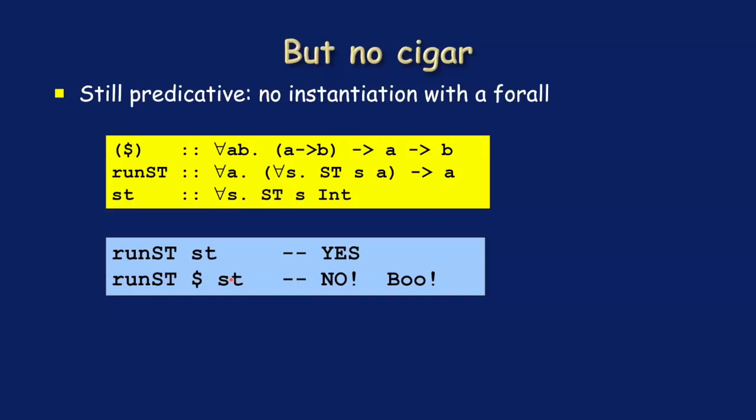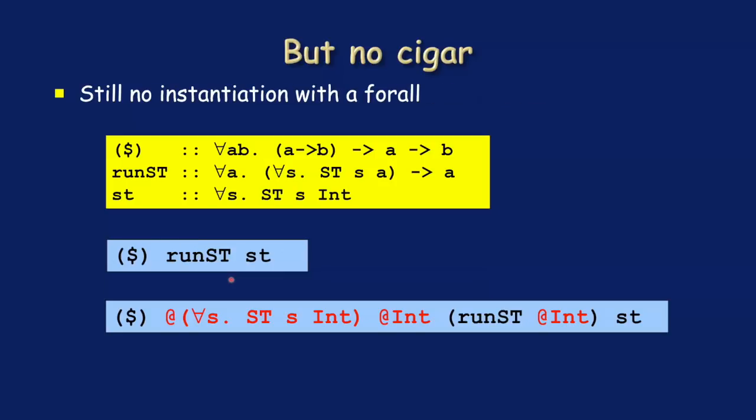They don't want to write some parentheses. But lo, you cannot type this. It's so annoying. Why not? Why can't we type this one? It's because we would have to instantiate the type of $, that is apply, with, well, a polytype. Because in this case, the a in the type of $ has to be instantiated with forall s. ST s Int.